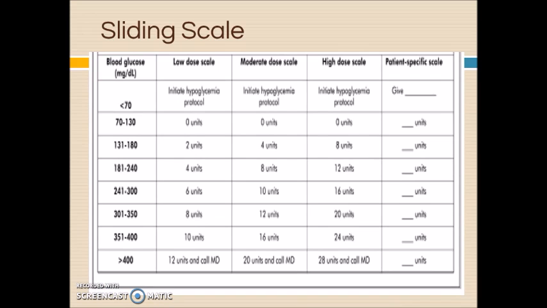What they do is they divide it into low dose, regular dose, high dose, and if the patient needed something very specific, that was just for them. So here we have blood glucose level. If the blood glucose level was, say, for instance, between 131 and 180, and the person was on a low dose scale, the person would get 2 units of insulin. If he was on a moderate dose scale, he'd get 4 units. High dose would be 8 units, and so on.